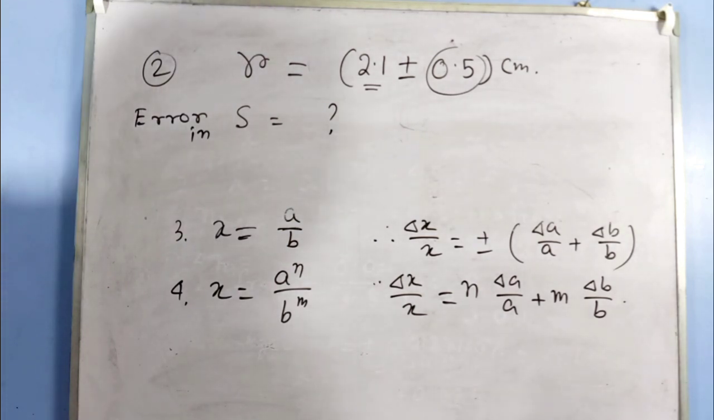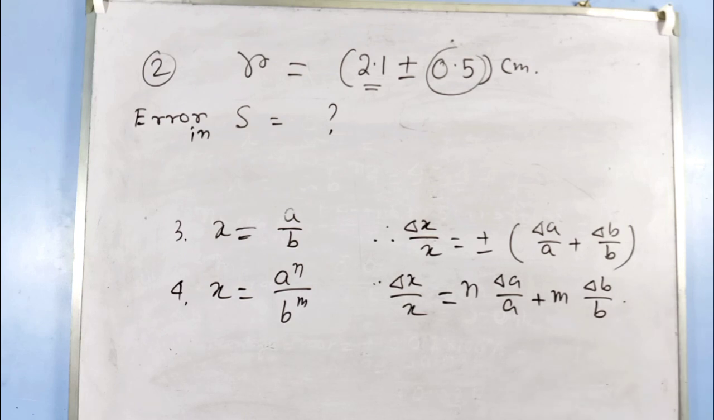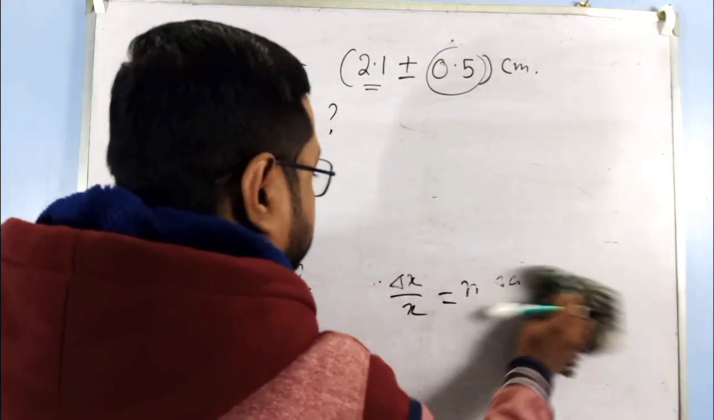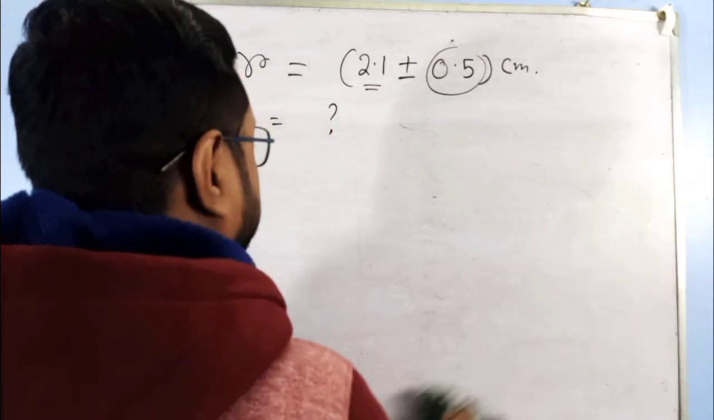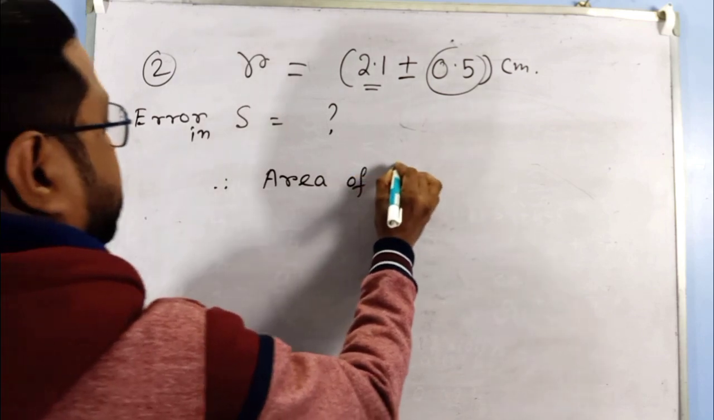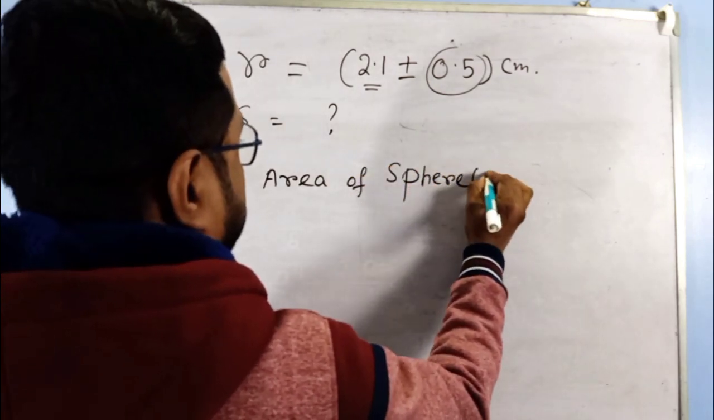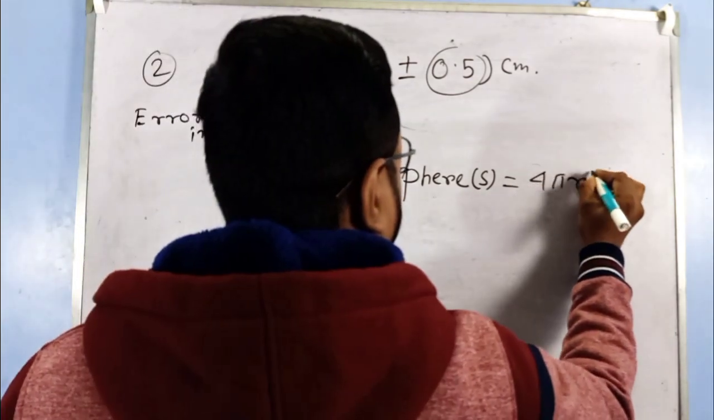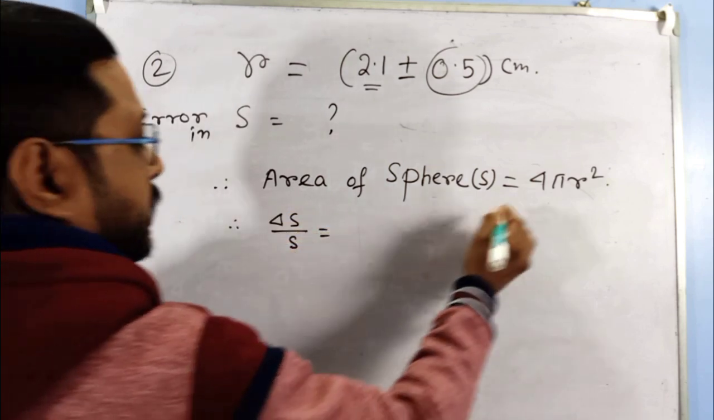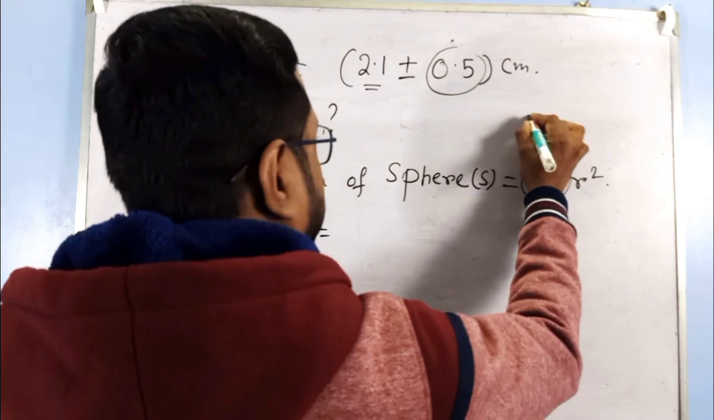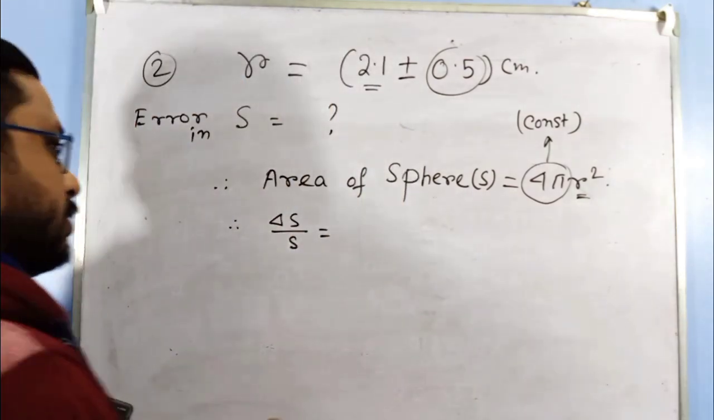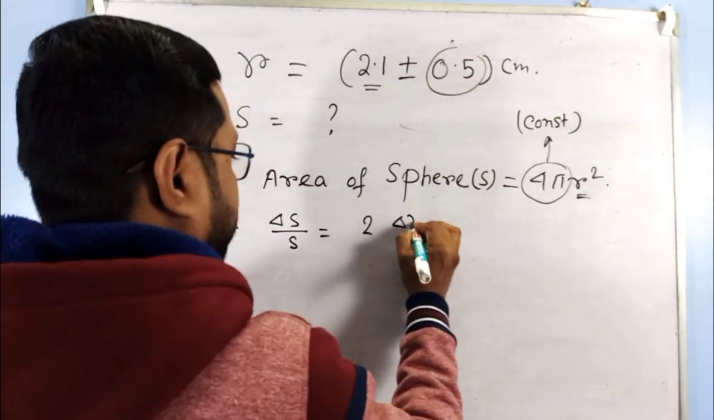Then what can we do with error limits? From the relation we have written, the surface area of a sphere is given as S equals 4 pi r square. Therefore, delta S by S is equal to... this constant part will not be included in the formula. Okay, we only have to focus on r square, that is 2 delta r by r.